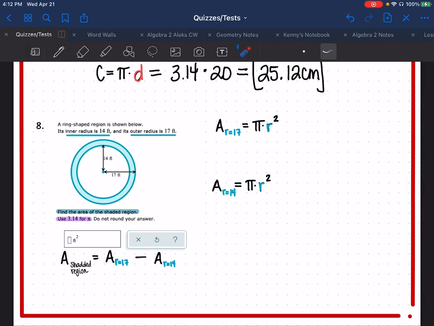You're going to take the outer circle and you're going to find its area first. Then you're going to do the inner circle's area and you're going to subtract them. This is the outer minus the inner. All right, let's go ahead and do these.